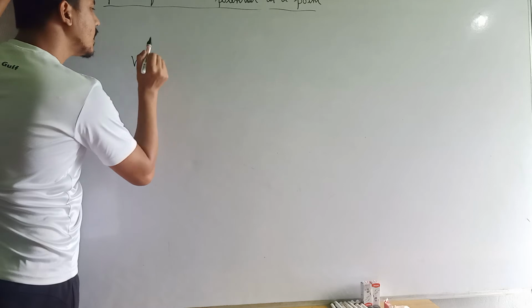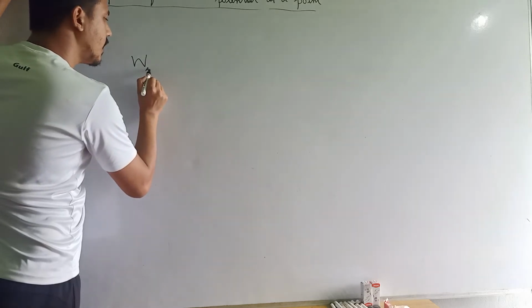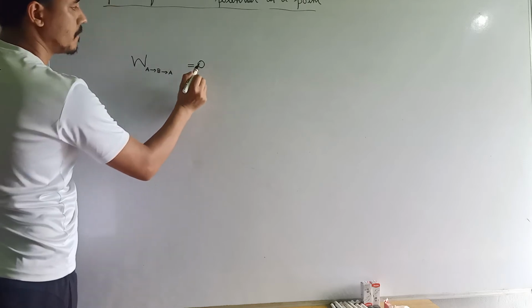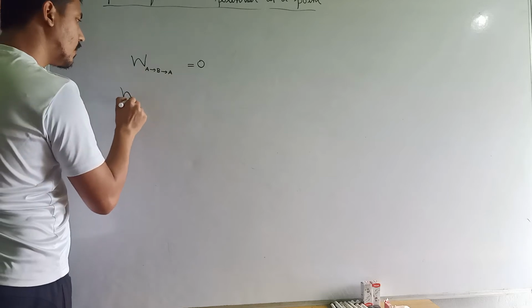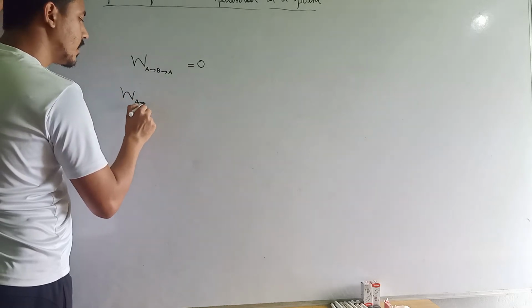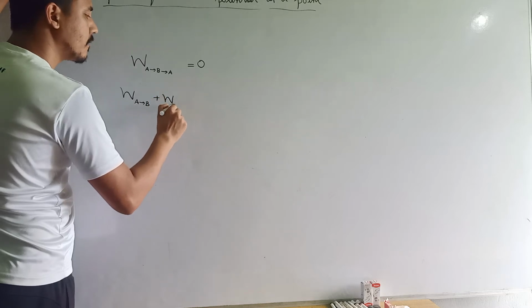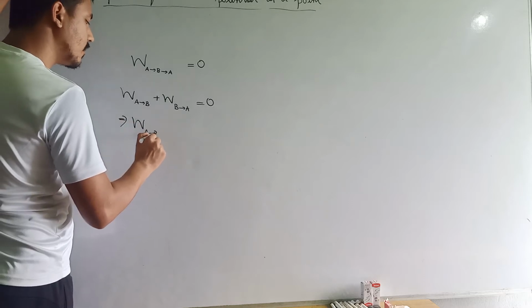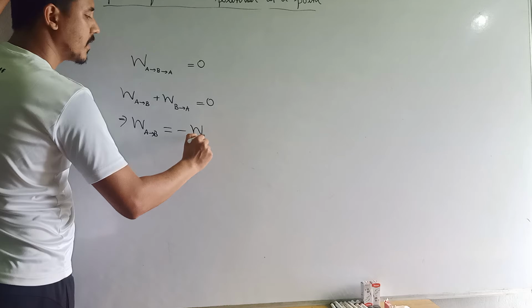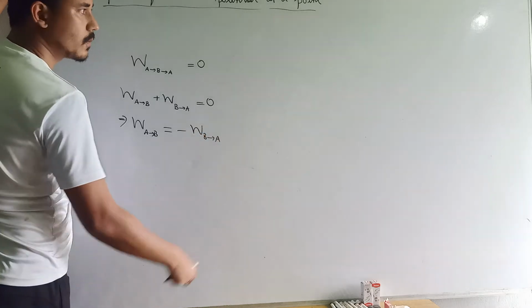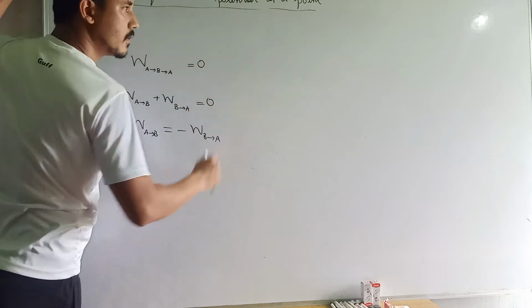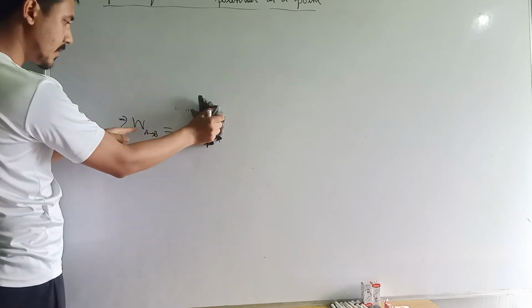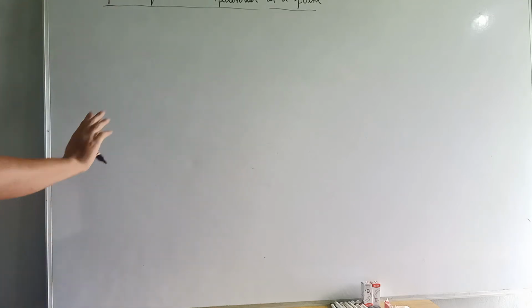That means work done in bringing the charge from A to B and then taking it to A again will be 0. This can be divided as work done in taking from A to B plus work done in taking from B to A will be 0. In that case, work done in taking from A to B will be equal to negative of work done in bringing from B to A. Now, this is the concept here, okay? This is the only concept here. The rest of the things are very simple.